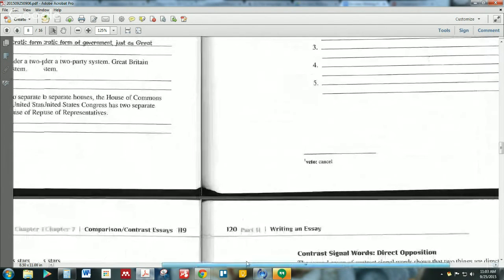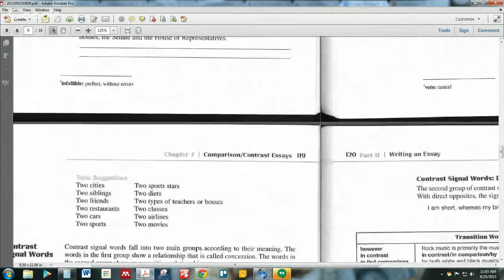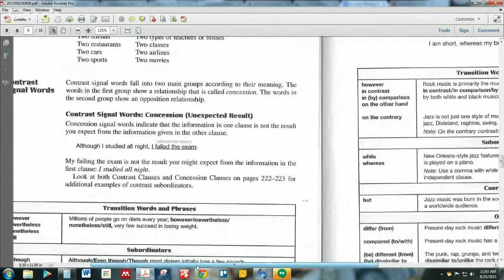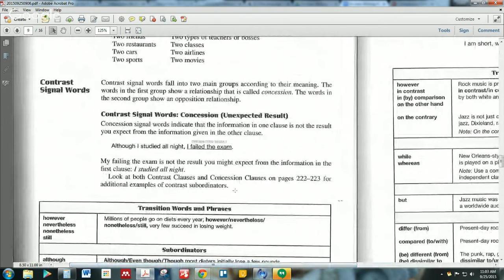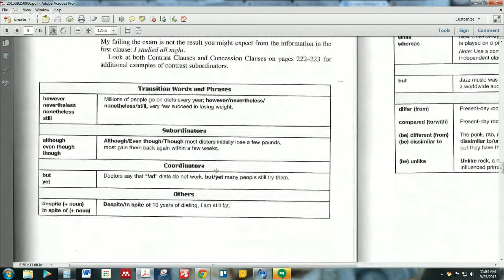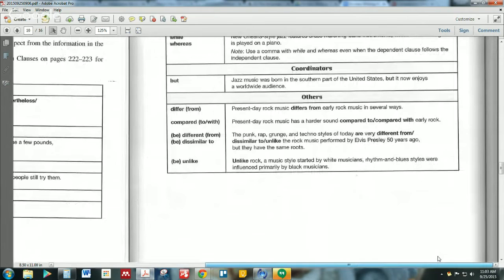And when you're done comparing, you will contrast. So contrast signal words. Unexpected result. So here is the list. Sorry, I don't mean to make you sick. And it moves on to the next page, but you should have a copy of this for yourself.